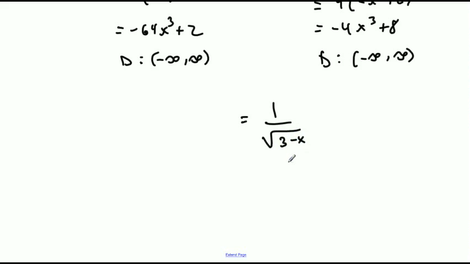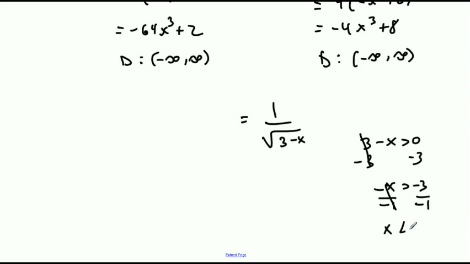So basically what you want to do is see, okay, when is 3 minus x going to be greater than 0? Not equal to 0, because if this is equal to 0, then the denominator would be restricted again. So if I find what this is, negative x is greater than negative 3, and then I divide both sides by negative 1, I flip the inequality, and I get x is less than negative 1 right here.